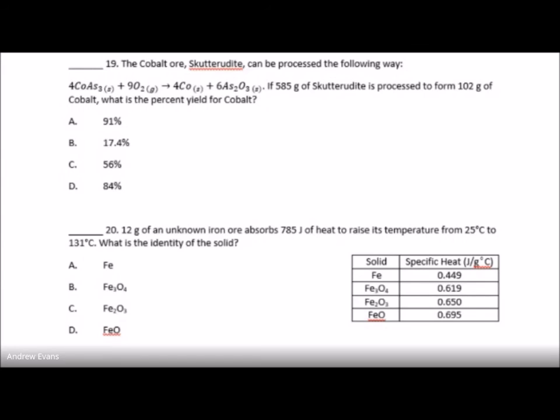Finally, 12 grams of unknown iron ore absorbs 785 joules of heat to raise its temperature from 25 degrees to 131. What is the identity? So we're using the heat capacity. We're saying Q equals mC delta T, but we're solving for C. So Q divided by m and delta T will give us our C.